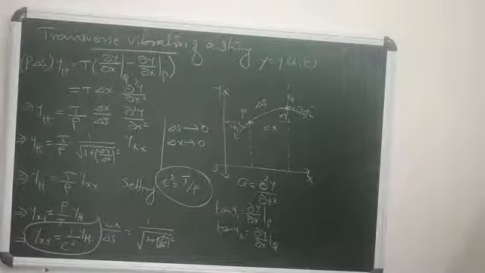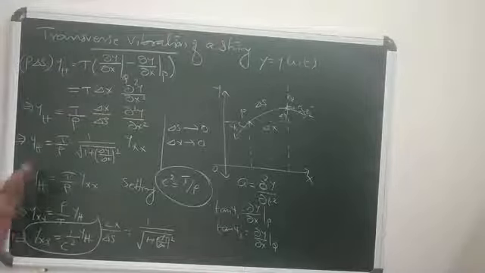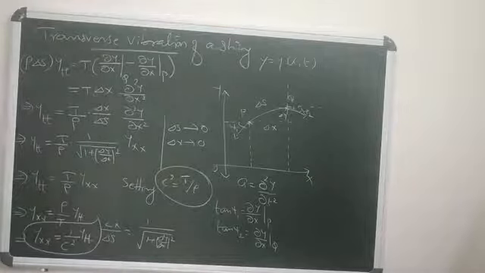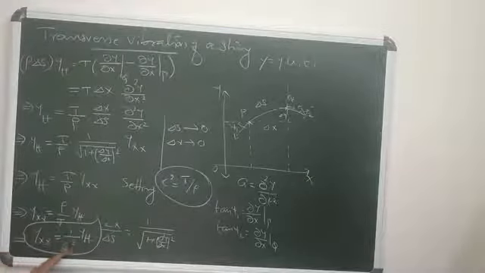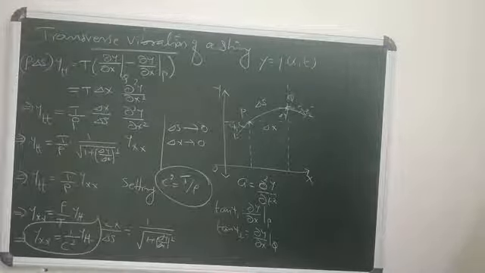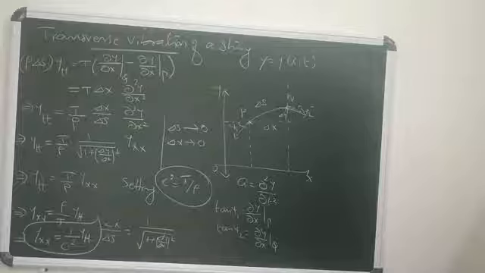Agreed. So this is the wave equation or transverse vibration of a string. The second order partial differential equation for the transverse vibration of a string is given by yxx equals 1 by c square ytt, where c square is t by rho. Clear? So this is the second order partial differential equation for the transverse vibration of a string.